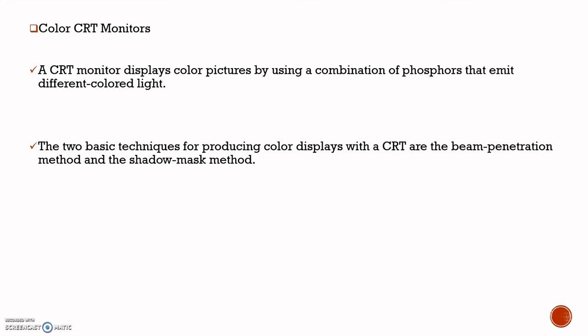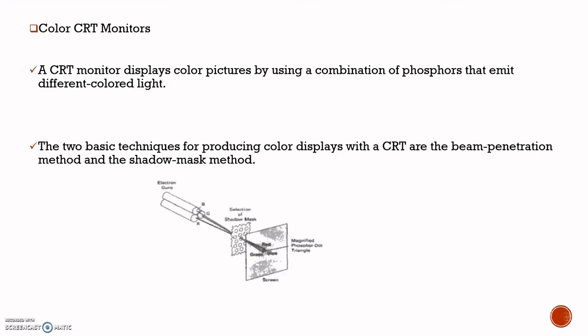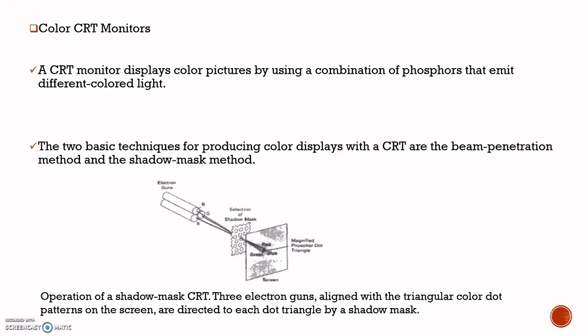To overcome these disadvantages, another method was developed, known as the shadow mask method. These are commonly used in raster scan systems, including color television, because they produce a much wider range of colors than the beam penetration method. Let's look at the shadow mask method. This picture represents the shadow mask method.